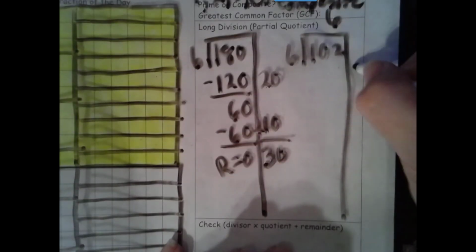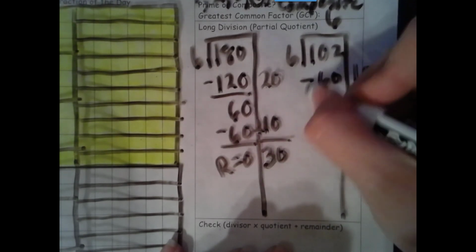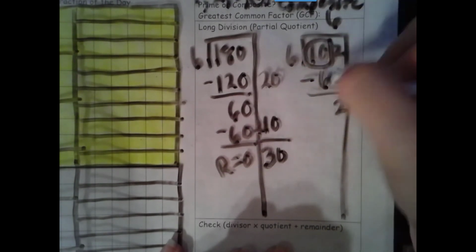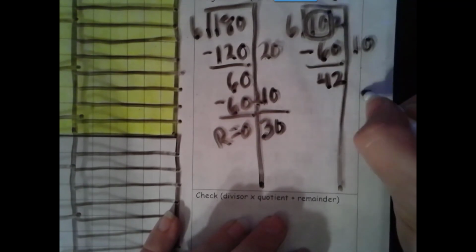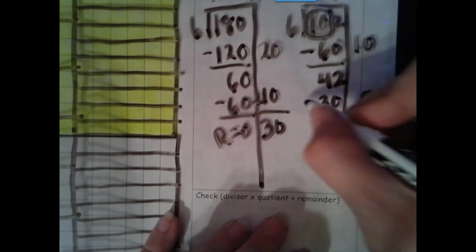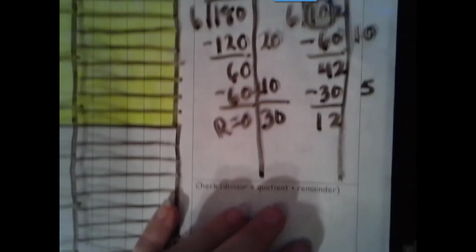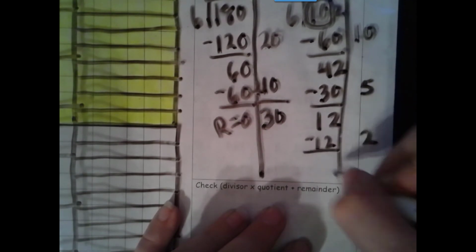Okay, here 10 times 6 is 60. We're on top, no need to stop. And then here 10 take away 6 is 4. Do 5 times 6, which is 30. We're on top, no need to stop. And 2 times 6 is 12. Numbers the same, zero is a game.